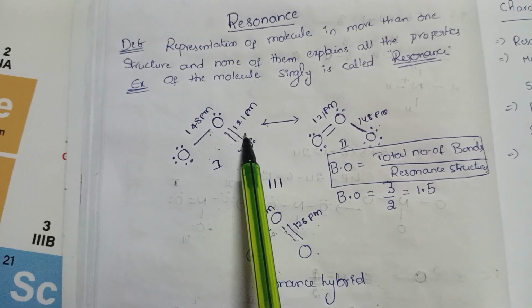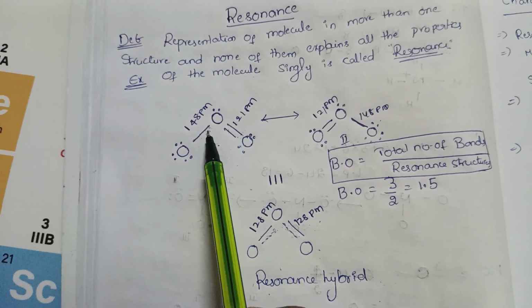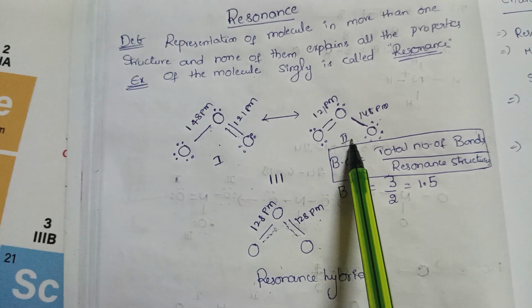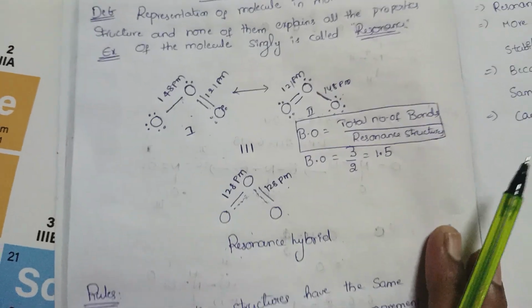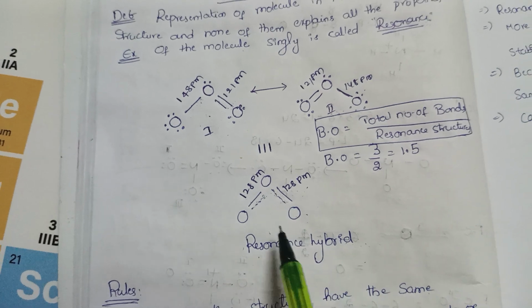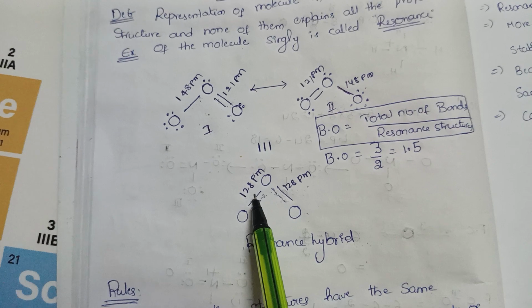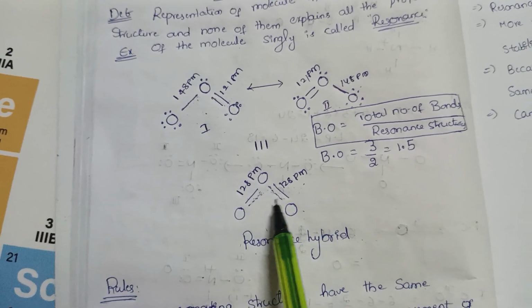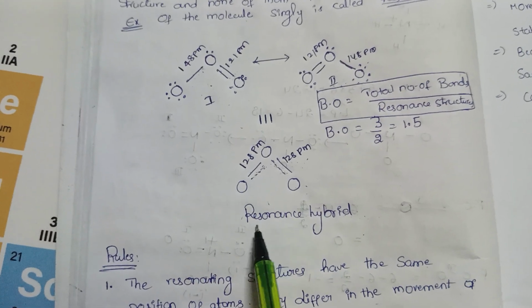And if you want to break the double bond, we need more energy than for a single bond. If we mix the first structure and the second structure, we get the resonance hybrid. In the resonance hybrid, the bond enthalpy values and bond length values are similar because of resonance. It is the resonance hybrid.